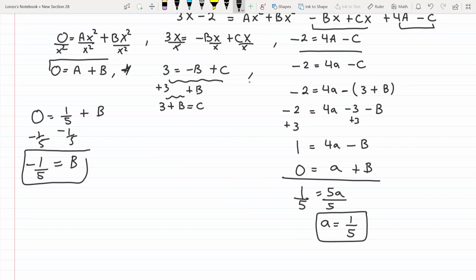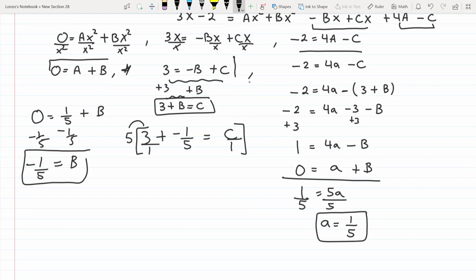Now what I'm going to do is solve for c, since I know my b value, and I'm going to plug it back into, I guess here, this would be fine. So it's 3 plus my b value, which is negative 1/5, will give you your c value. Maybe get rid of the fraction by multiplying all three sides by the LCD. So we have a 1, a 5, and a 1, so my LCD will be 5. Go ahead and multiply all three sides by 5.